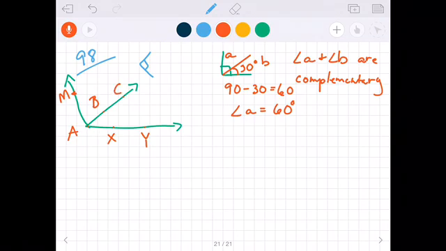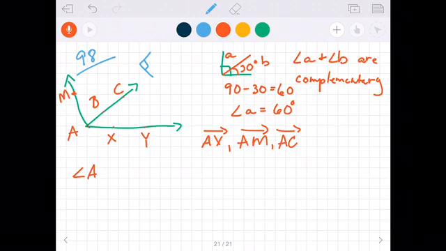Okay. So here we have coming together ray AX, or you could have said ray AY, ray AM, ray AC. Okay, all of those are represented. You could have also said ray AB. So what angles do we have? We can't just say, well, we have angle A, because there's more than one angle represented here. So what we need to do is name our angles.